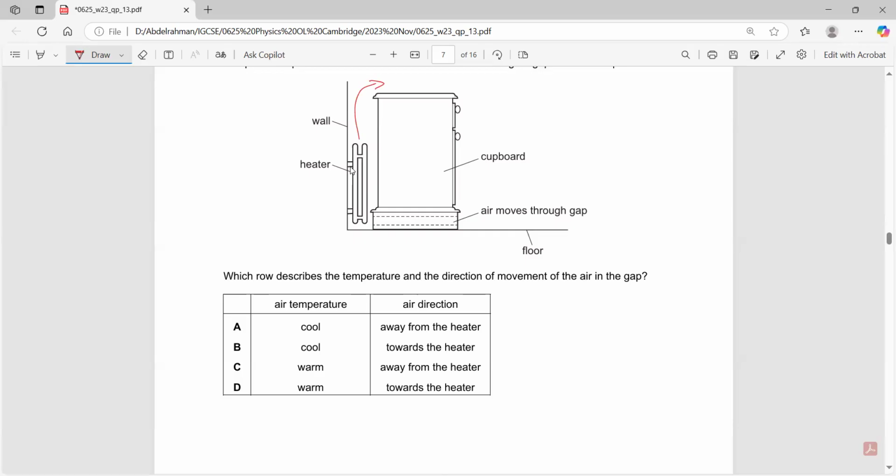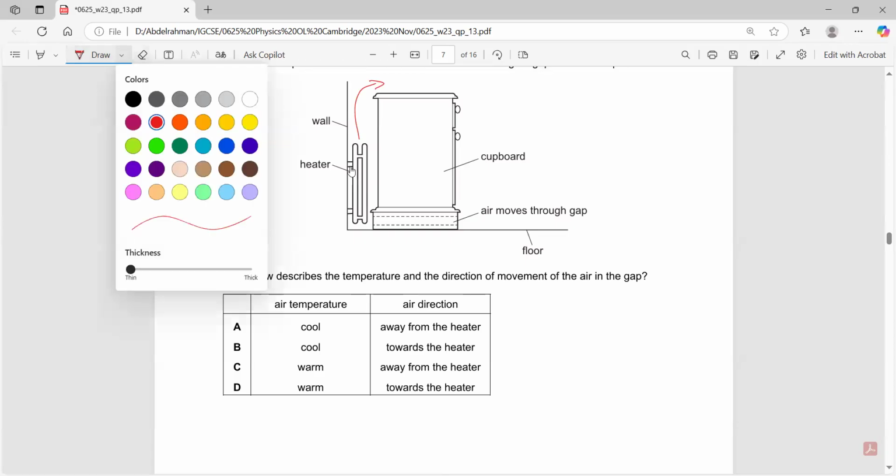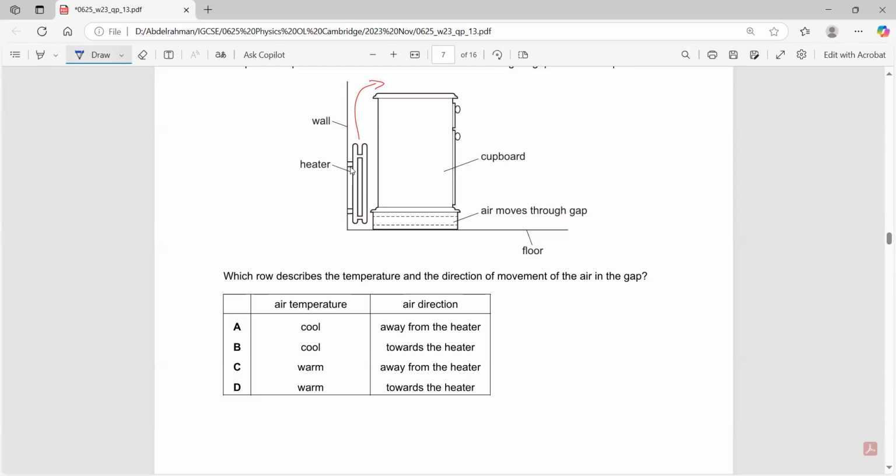Therefore, this hot air that has moved upwards has to be replaced by colder air. From where will this cold air come? It will come through this gap. So cold air will move towards the heater, in this direction, because it has to replace the hot air that has moved upwards.